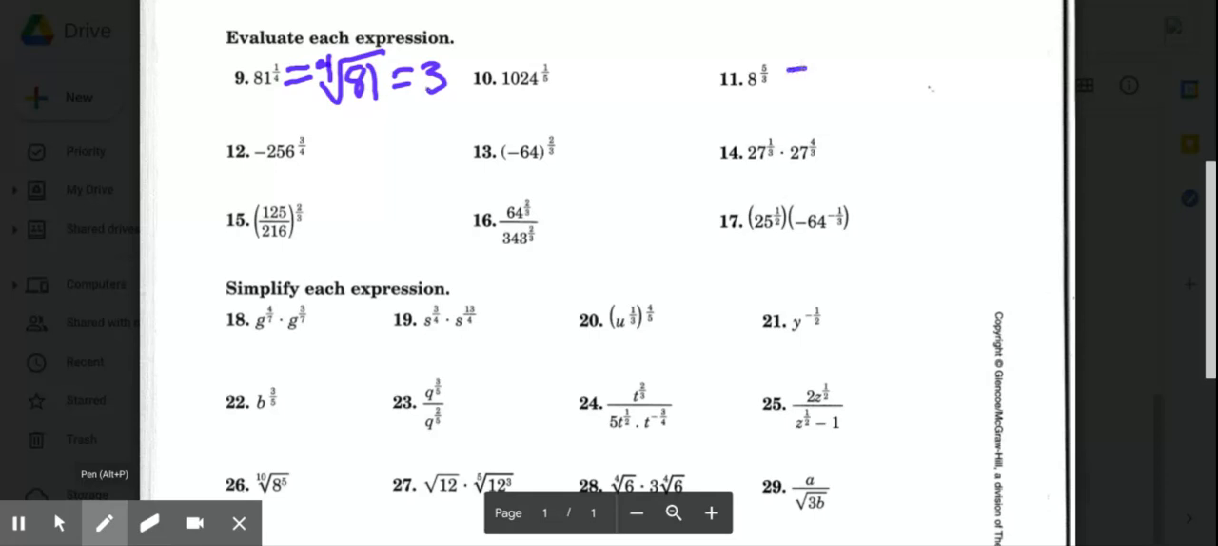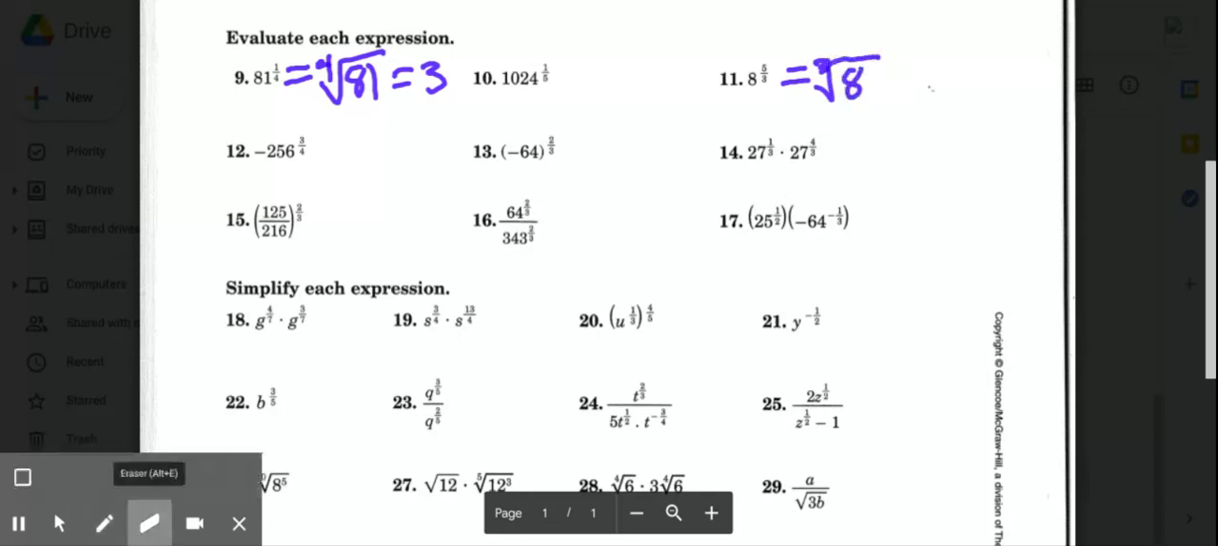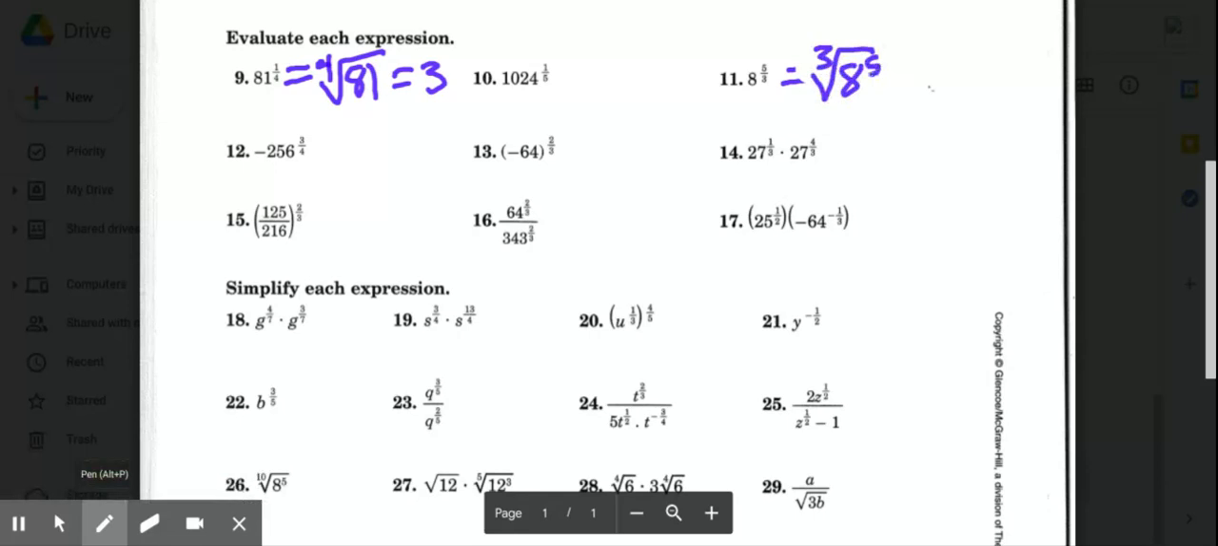Okay, let's take a look at number 11. 11's got something kind of neat that happens with it. Again, you can put 8 to the 5/3 in your calculator. It's going to give you the answer just fine. But we can do it another way. We can rewrite this as the cube root of 8. Oh, let me write that so you can actually read it. How about the cube root of 8 to the 5th?